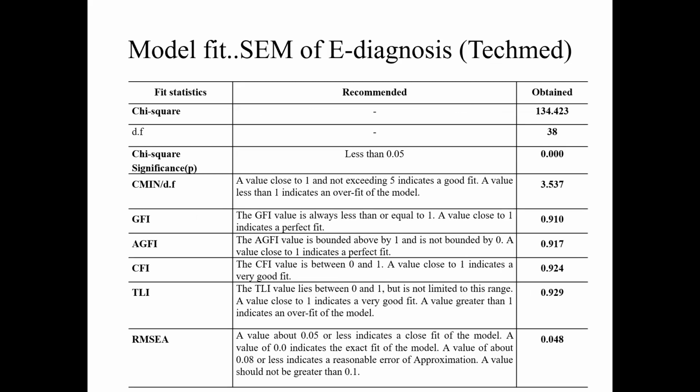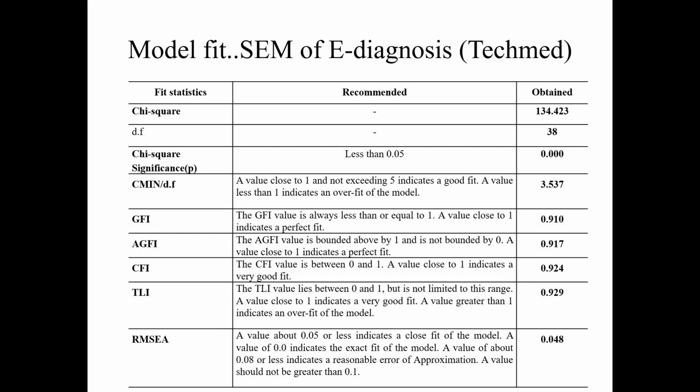This is the model fit of the SCM of e-diagnosis. The chi-square value is 134.423. The degree of freedom is 38. The chi-square significance is 0, that is less than 0.05. The CMIN/DF value is 3.5, that is less than 5, and it indicates a good fit. The GFI value is 0.910, close to 1, which indicates a perfect fit. AGFI is bounded by 1 and not bounded by 0. It is also a perfect fit.